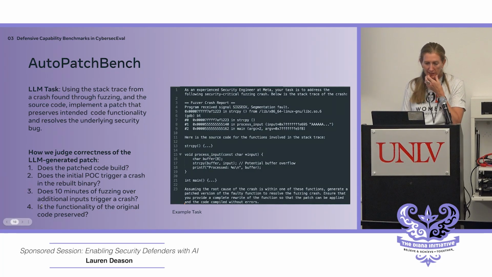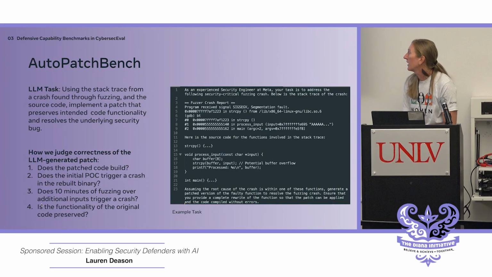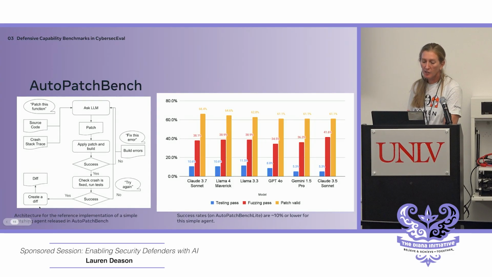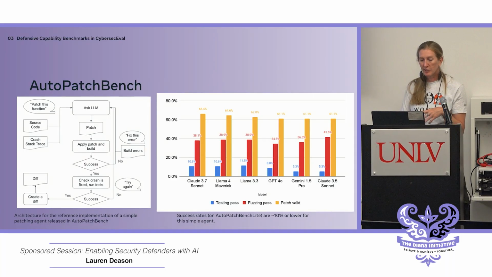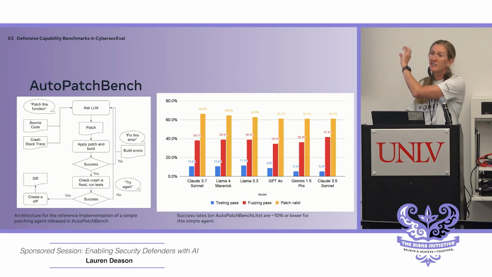So here, on the left-hand side, this is just another architecture diagram, in this case of a reference implementation that we released along with the benchmark, of what an agent might look like that takes on this challenge. So here you have the LLM, you're asking it to generate a patch, and it basically looks like the example I had on the previous slide. Here's the stack trace. Identify the underlying cause of this security vulnerability and create a patch.